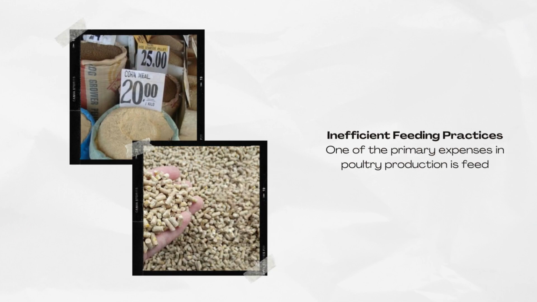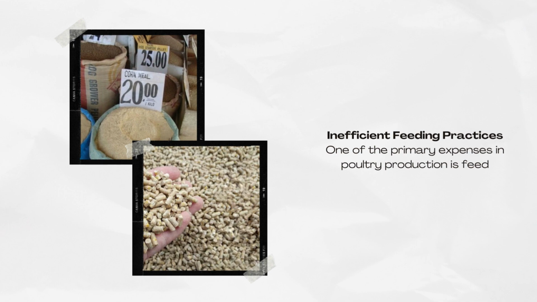Overfeeding leads to excess feed consumption and increased weight gain, which can result in higher feed costs and ultimately lower profits. On the other hand, underfeeding reduces growth rates and delays the time to market.